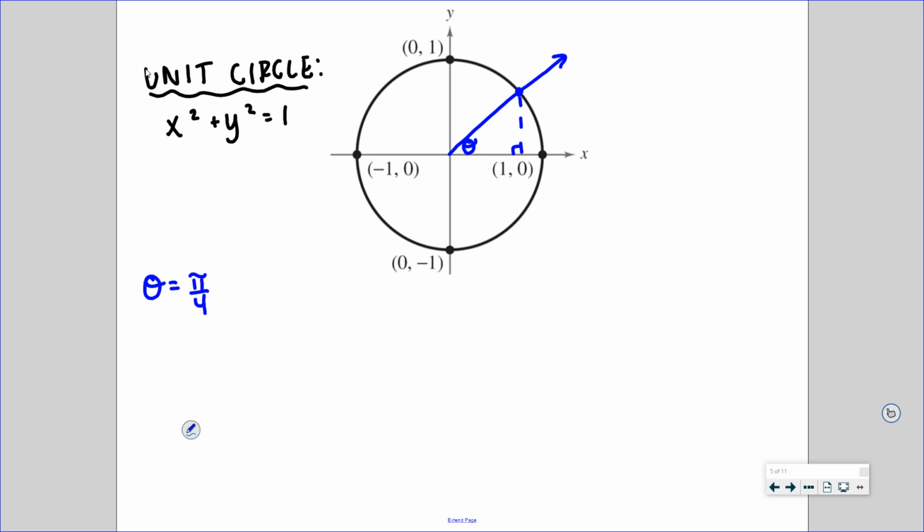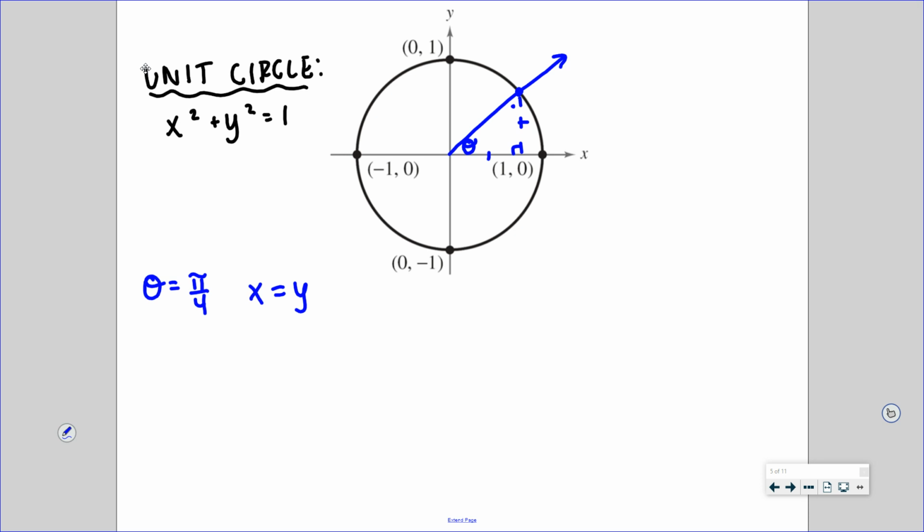If these two angles are the same, think of an isosceles triangle. That means these two sides are going to be congruent, right? So when theta is exactly pi over 4 radians, which is 45 degrees, the x and the y coordinate are going to be the same. This is almost just like a little discovery thing. You'll never have to do this on your own after today.